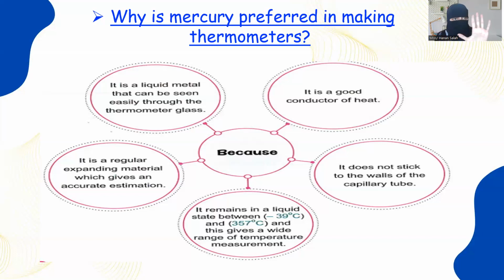What about the last reason, number five? It remains liquid from -39. Wow, -39. So that means it will be liquid from -39 to 357. It's a so wide range. That's why we prefer mercury: because it's liquid, a good conductor of heat, doesn't stick to the walls, it's a regular expanding material, and it remains liquid from -39 to 357. That's about unit number 2.